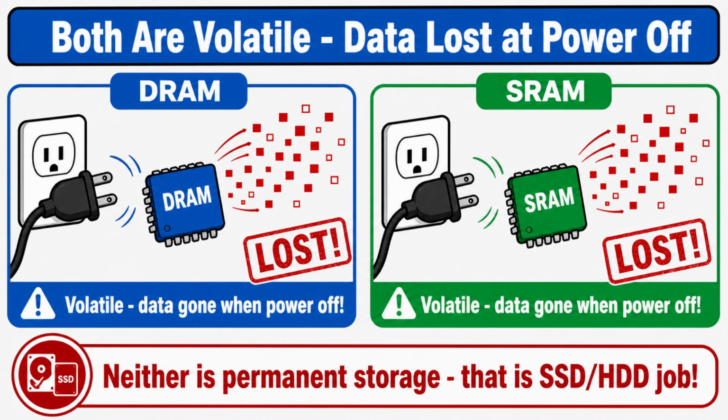That's the job of your SSD or hard drive, which use completely different technology to keep data safe even without power. RAM and cache are just the fast working memory your CPU uses while it's actively running.